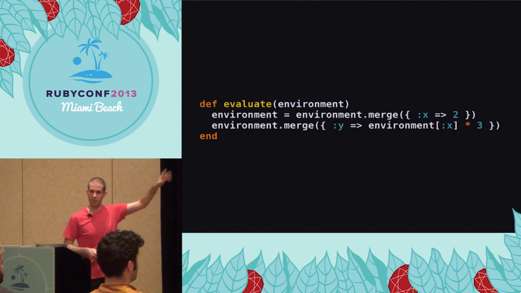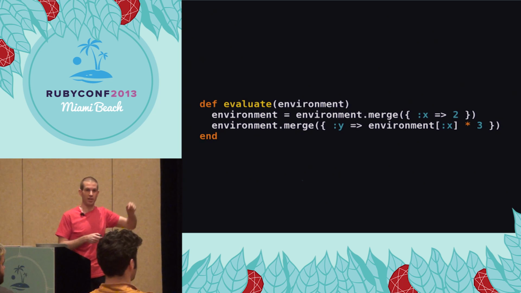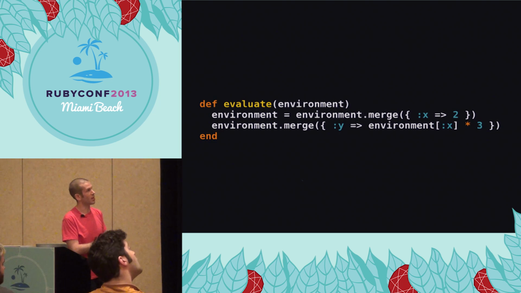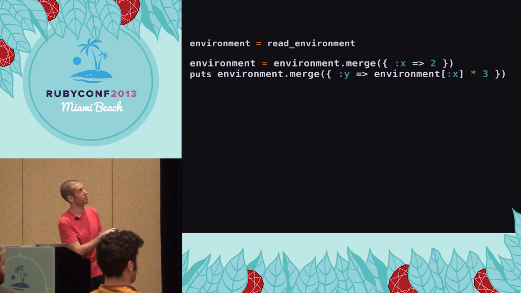So the code I've ended up with, just tidied up slightly, is that, right? Calling evaluate on the root node of that abstract syntax tree is going to do this. The environment is the result of updating the environment with x mapped to 2, and then we make a new environment where y is mapped to whatever the value of x is times 3. So going back to this original thing here, when we call ast.evaluate with environment, we can replace all of this stuff with just that code that we just generated, right? So this is what we end up with.